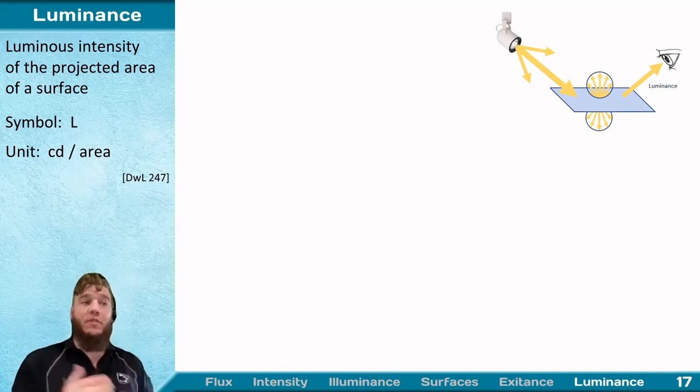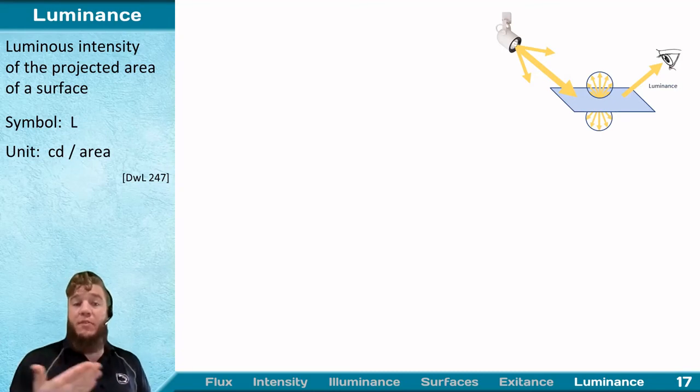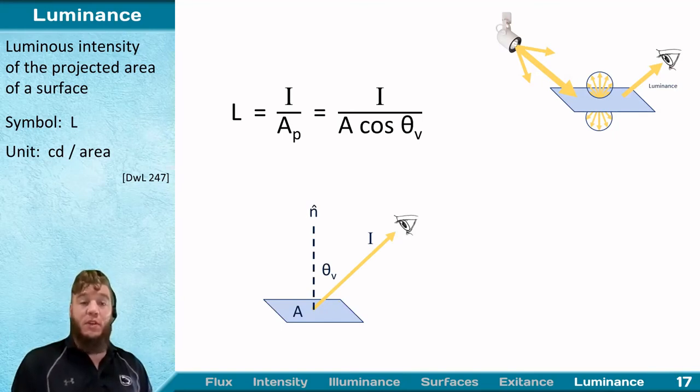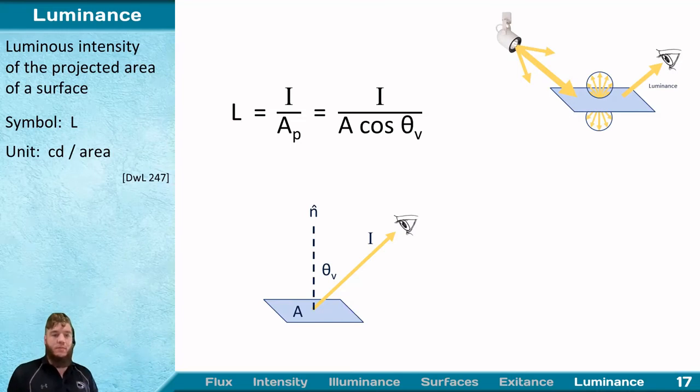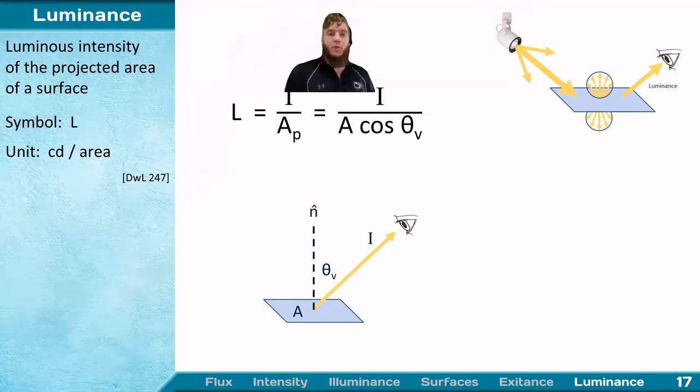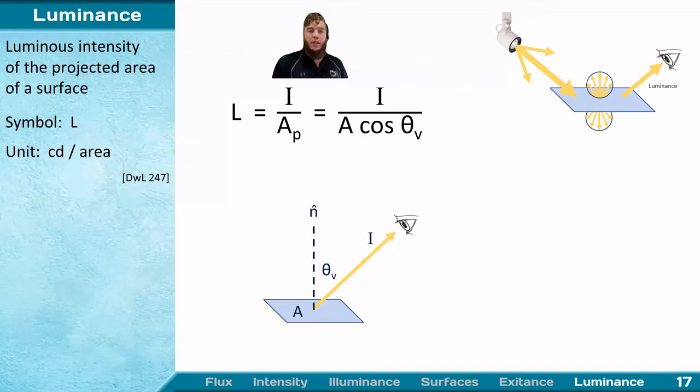And remember, luminance is the photometric quantity that you actually see. This is the light that actually enters the eye. And we perceive this as surface brightness, essentially. So let's take a look at the equations. And here we have L equals I over AP. And AP is simply the projected area of that surface.